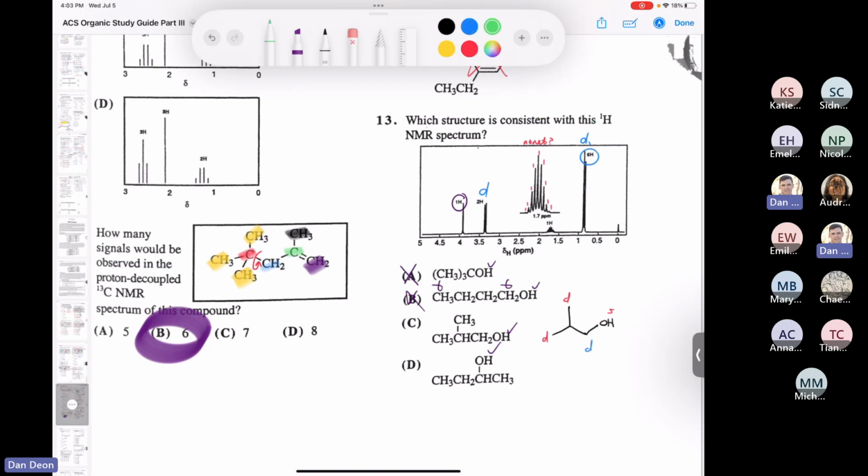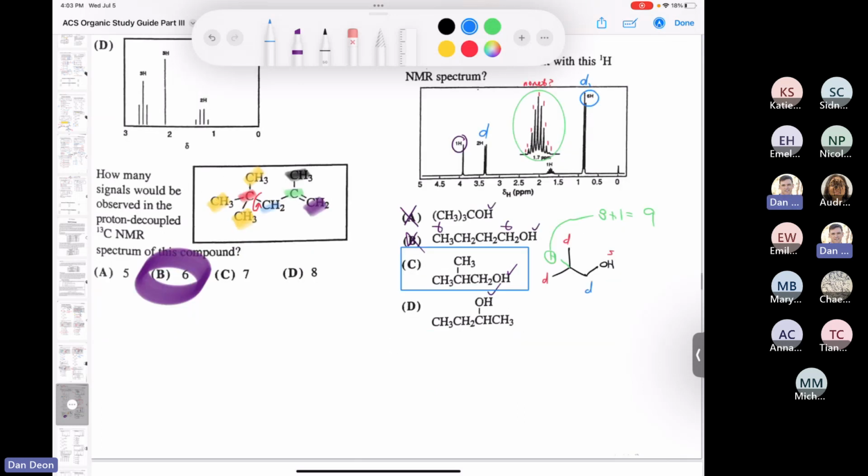And then you have this 1 proton here. But this 1 proton is coupled next to 1, 2, 3, 4, 5, 6, 7, 8. So if you take 8 plus 1, that gives you 9. So that would give you the nonette, this thing here, right? So that means that C must be the correct answer.